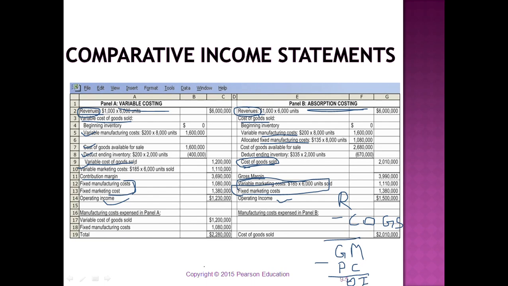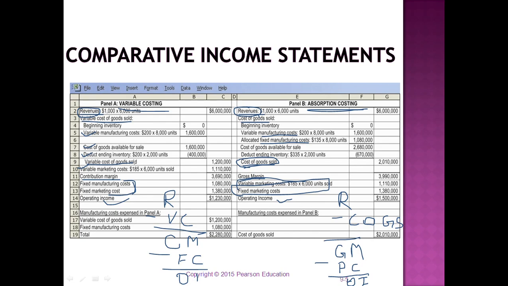While if you remember, under the variable costing method, what you would do is you would say revenue minus variable costs gives you contribution margin, minus fixed cost, that would give you your operating income.